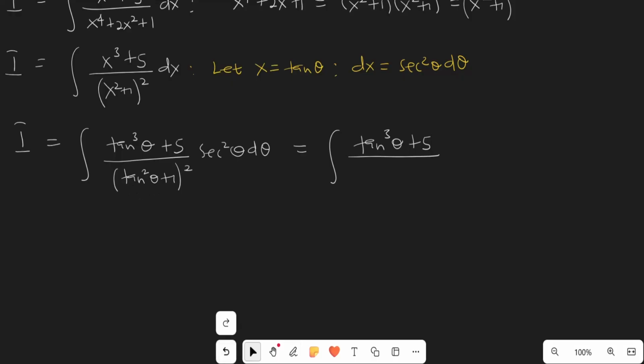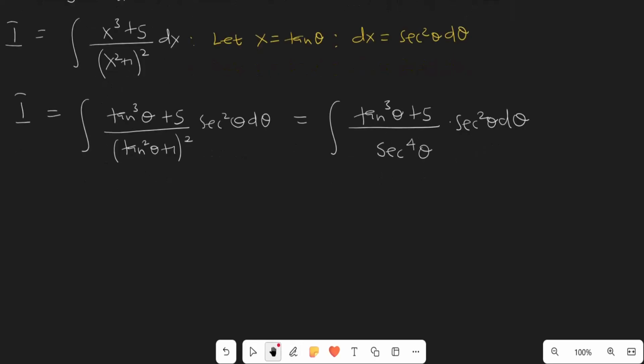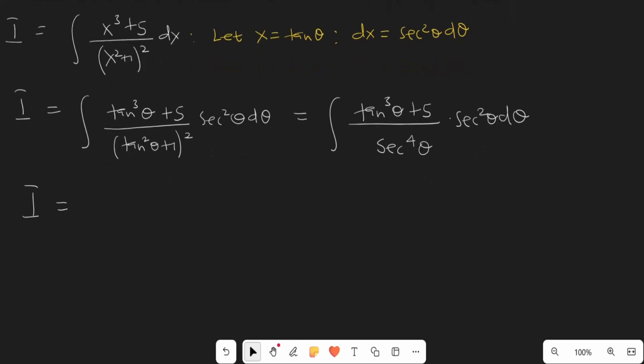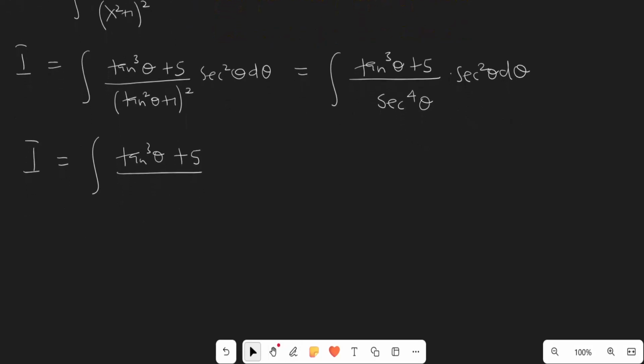And this one, from the Pythagorean identities, is going to be the secant squared of theta, but it's already squared. So because it's already squared, that is now going to be secant to the fourth power of theta, right? So we have secant to the fourth power in the denominator times secant to the second power of theta d theta. So the secant squared will cancel two at the bottom. So that is now going to be left with the integral of tan to the third power of theta plus 5 divided by secant squared of theta d theta. Two of this will cancel two of that here.